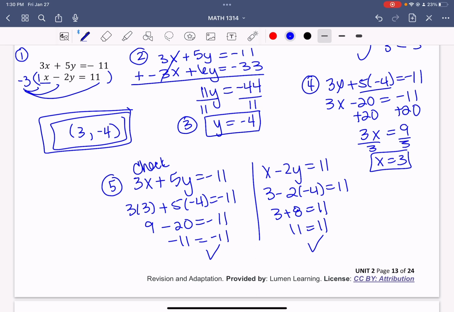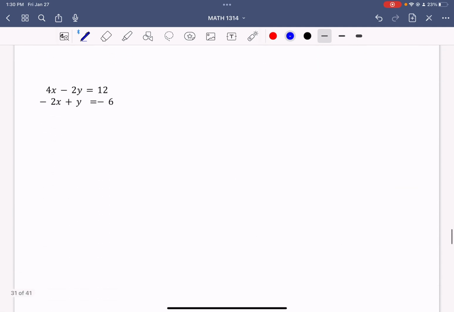So you can see elimination works really nice in some situations. I want to keep walking through this elimination process and do some different examples for you to make sure you know what to do with the answers that you've gotten. So I'm going to look at this example next.